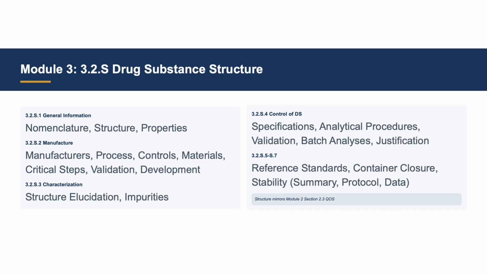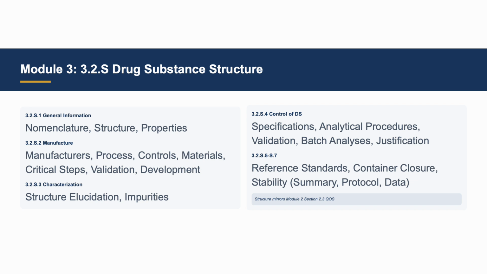Section 3.2.S.2 covers manufacture, including identification of all manufacturers, detailed description of the manufacturing process and process controls, control of starting materials and reagents, controls of critical steps and intermediates, process validation and evaluation data, and manufacturing process development history.